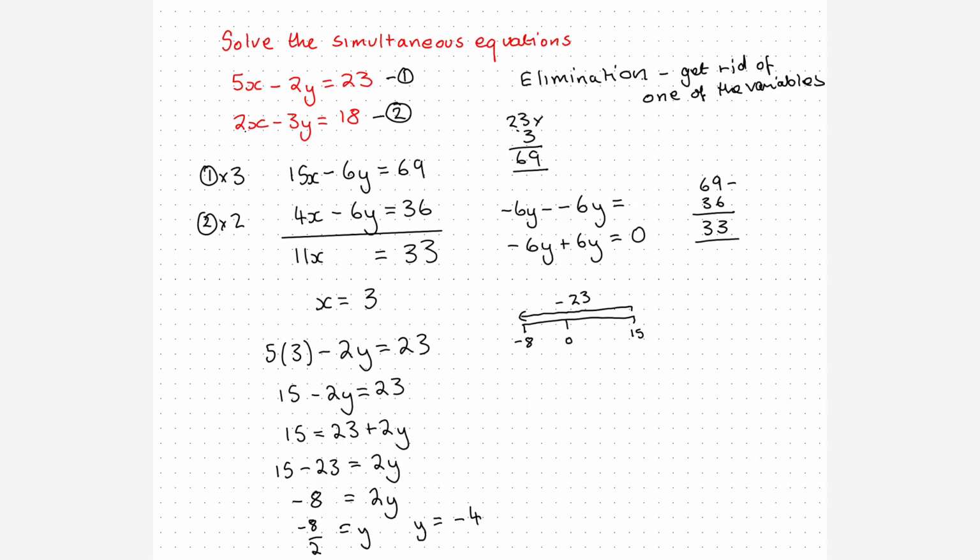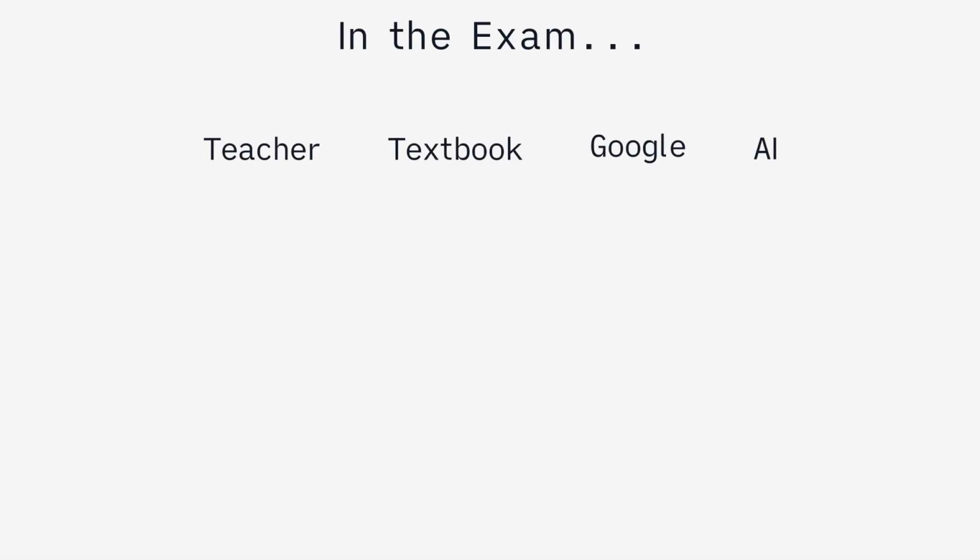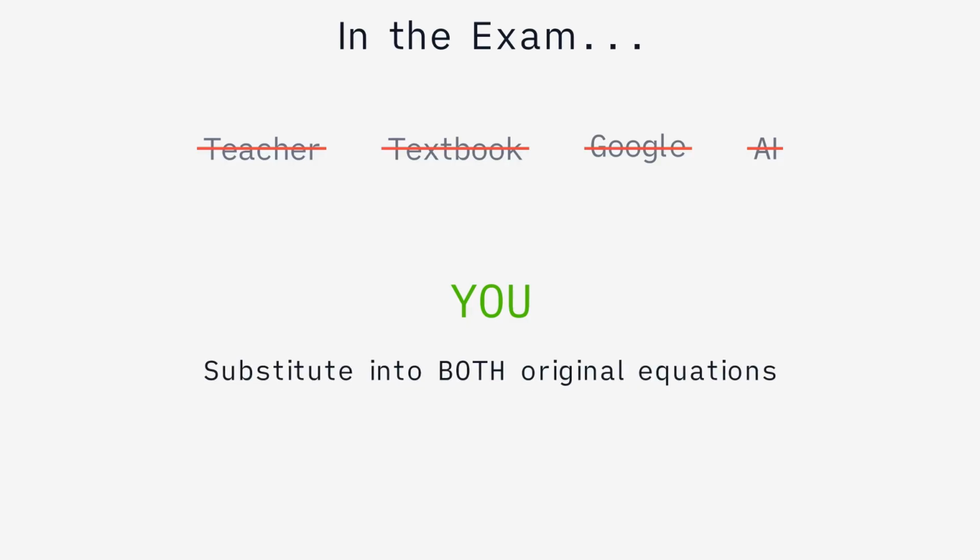I'm in this GCSE exam. Who's going to tell me that I'm right? I haven't got a teacher to tell me that I'm right. I haven't got a textbook to tell me that I'm right. I haven't got Google. I haven't got any sort of artificial intelligence. All I've got here is myself. So I need to double check this. And I'm going to do that by substituting these two values here back into these two equations.